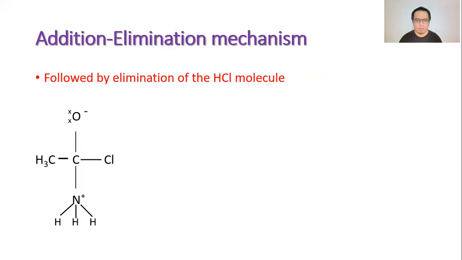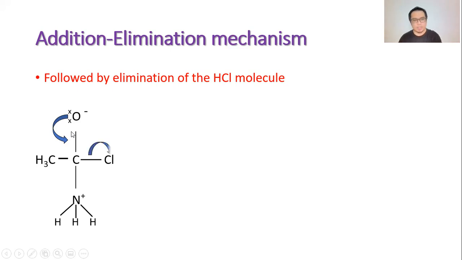This intermediate will participate in the next stage of the reaction, an elimination reaction, whereby a small molecule will be removed. In this case, HCl will once again be removed. In the elimination reaction, you need to reform the C double bond O. You need to form back the pi bond between the carbon and the oxygen. So the lone pair of electrons from the oxygen will be contributed back to the C to O bond, making the pi bond.